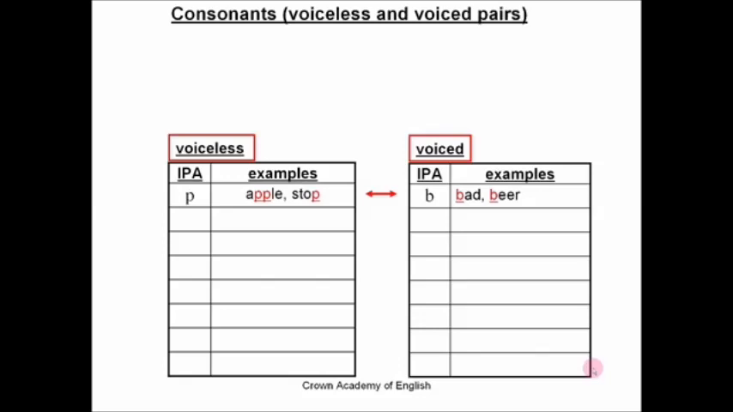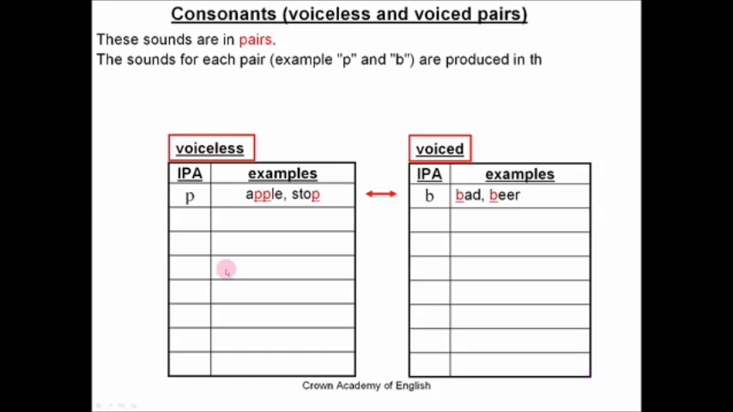Okay, let's now look at consonants, voiceless and voiced pairs. So these sounds are in pairs. The sounds for each pair, for example P and B, are produced in the same place in the mouth, and the tongue is always in the same position. So the position of the tongue for the letter P and B is the same.